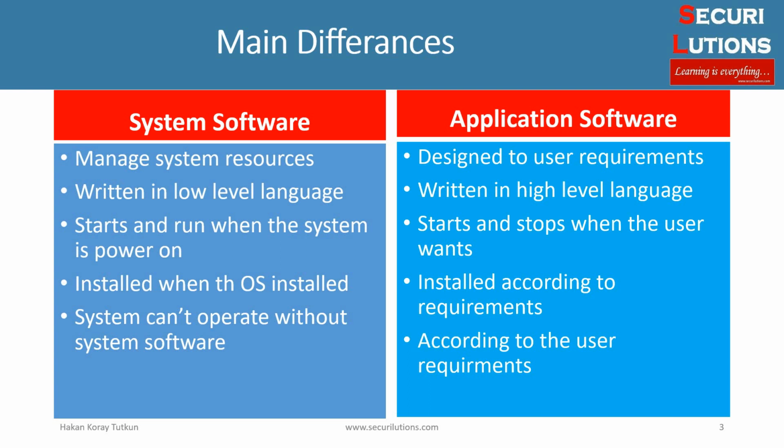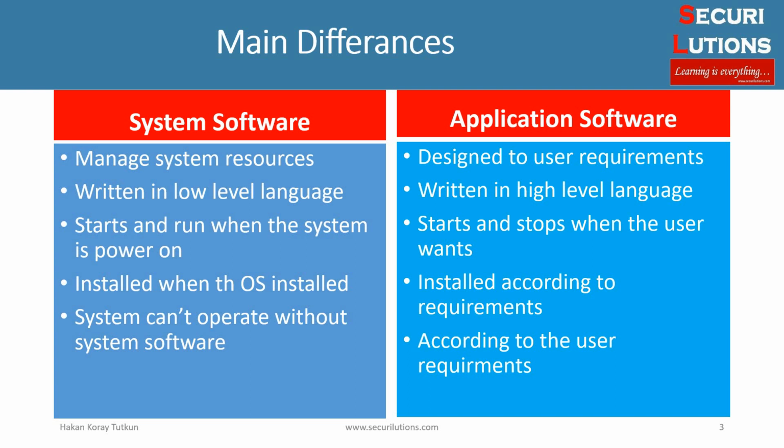The system software is written in a low-level language such as assembly language. However, application software is written in a high-level language like Python and Java. When the system is powered on, the system software starts and runs until the system is shut down. Application software starts when the user starts and stops the program.